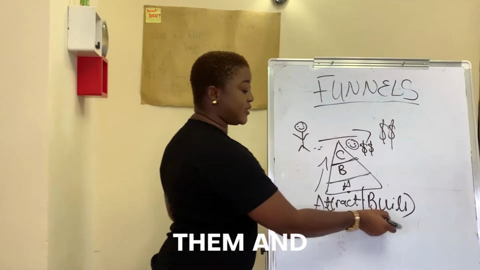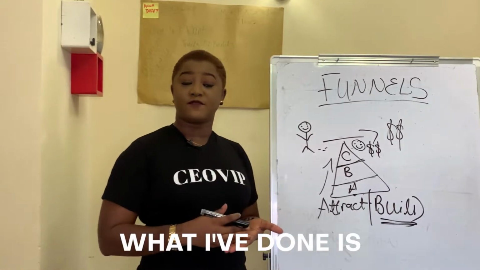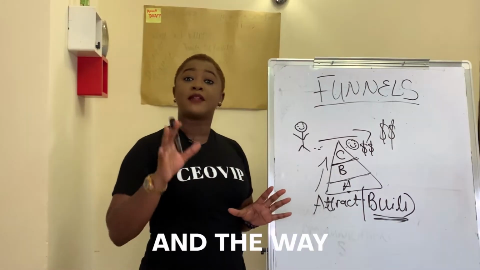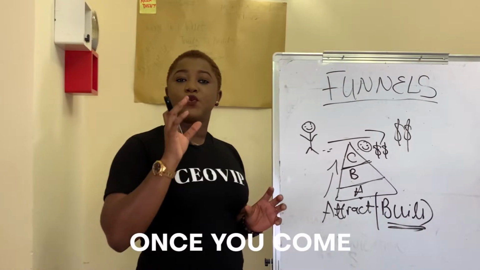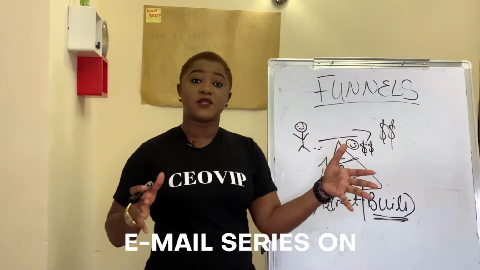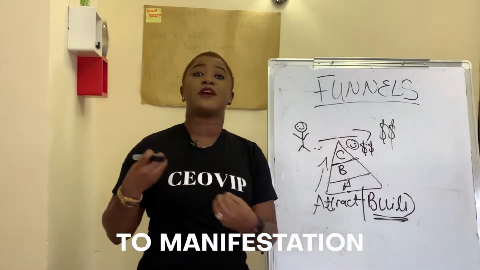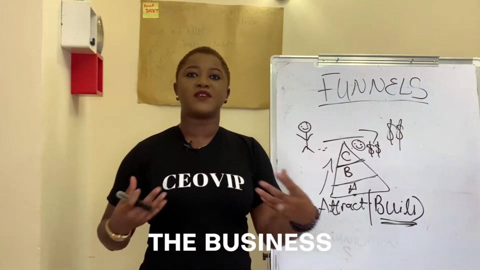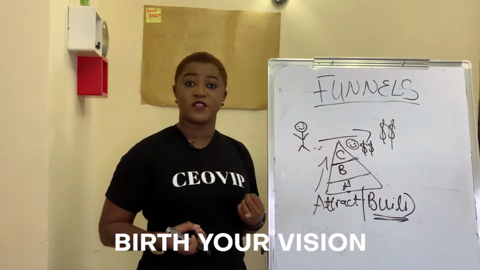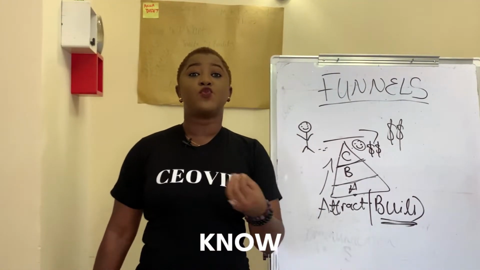And so you're building them. And how are you building them? You're nurturing them. What I've done is I have a free book called Just Start Already, How to Think Like an Entrepreneur. The way I've set up that funnel is that once you come into the community by downloading the book, there's a 7-day email series on Trinity of Reality, which is how to go from creation to manifestation of your dreams, your goals, the business, the steps you have to take from a mentor perspective in order to birth your vision. So that is me building our relationship where you get to know, like, and trust me.